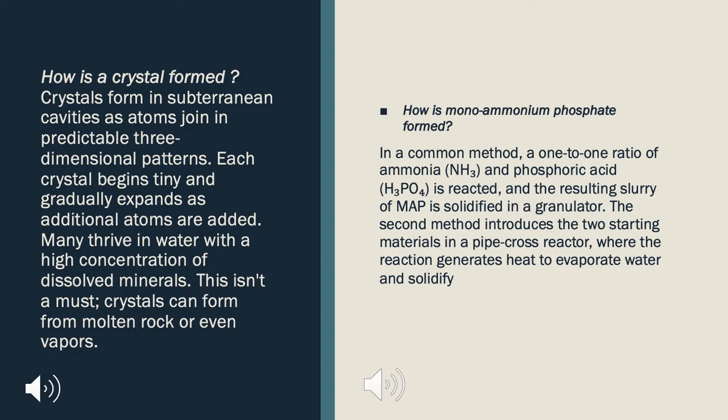But how is monoammonium phosphate formed? In a common method, a 1:1 ratio of ammonia and phosphoric acid is reacted, and the resulting slurry of MAP is solidified in a granulator. MAP is the common name of monoammonium phosphate. The second method introduces the two starting materials in a pipe cross reactor, where the reaction generates heat to evaporate water and solidify.